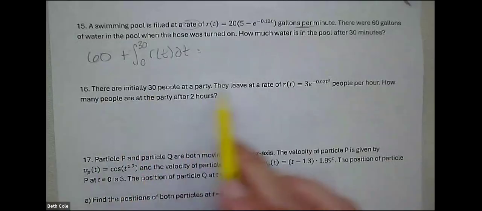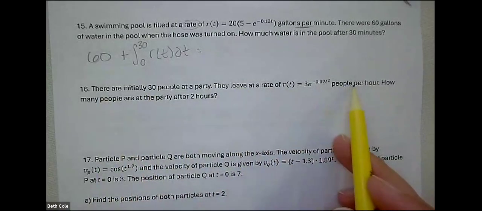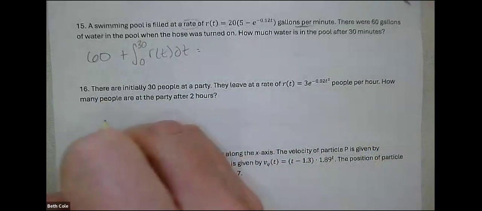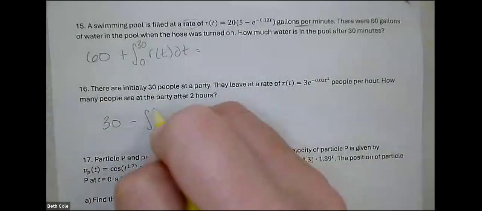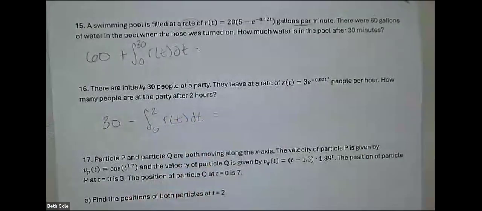All right, there's initially 30 people at a party. They're leaving at this rate of people per hour. How many people are there after 2 hours? So we're going to take the 30 we started with. We're going to just subtract how many leave over those 2 hours, R of T dt. Let me share my screen.